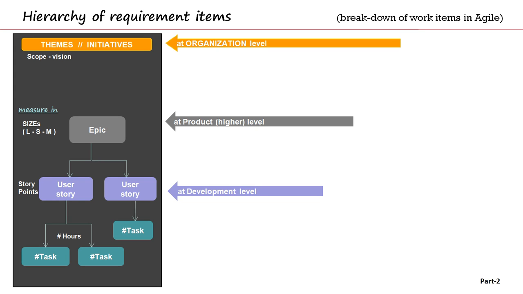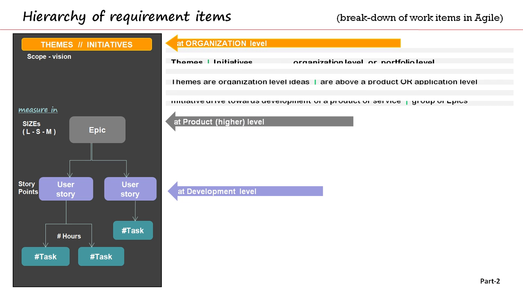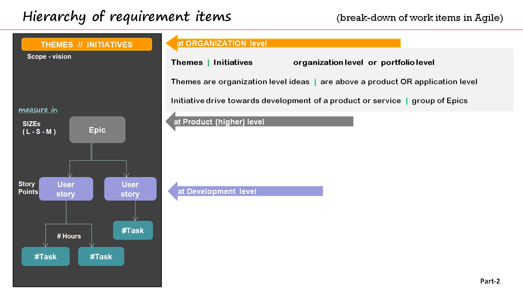If you notice here, themes and initiatives, these stand at high level. These are organization level ideas to develop products or suite of products or services, etc. This is the hierarchy or broadly a breakdown structure of requirement items in Agile environment. If you see the items here, the themes or initiatives, these stand at high level. Goals of organization drive at this level.